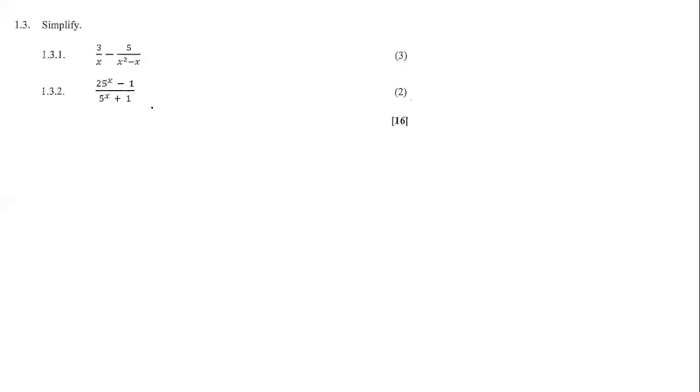So now let's have a look at question number 1.3. This is simplify. I remember this is how I started to master maths. I did simplify. So now 1.3.1. It says to us 3 over x subtract 5 over x to the power of 2 subtract x.